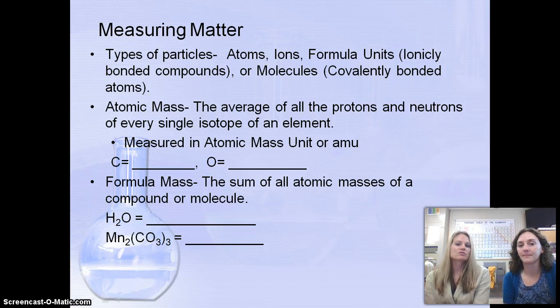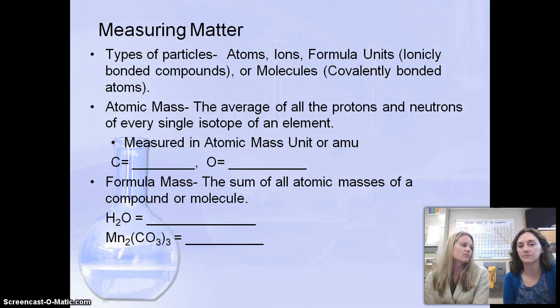Atomic mass is the average of all the protons and neutrons of every single isotope. You've got this on your periodic table. It is a decimal number. We label it AMU for this beginning portion of the chapter, but we're going to change it in a little bit when we talk about molar mass.